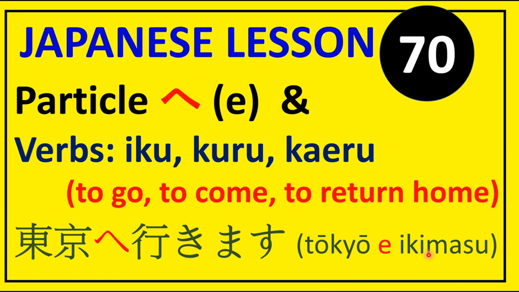So let's start today's lesson. Lesson 70, particle e and verbs iku, kuru, kaeru. That is to go, to come, to return home. Tokyo e ikimasu.